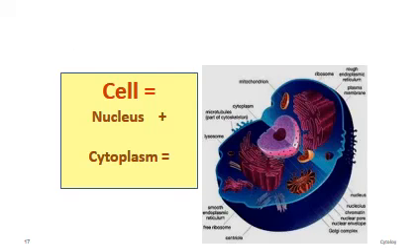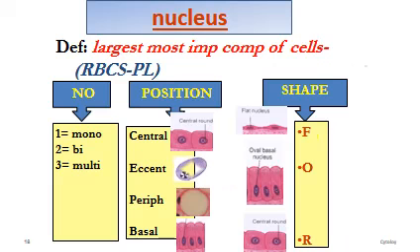Then we will have the other component of the cell, which is the nucleus. We have finished the cytoplasm and the organelles, mainly membranous organelles, and now we will have the nucleus. The nucleus, by definition, is the largest and most important component of the cell. All cells in our body are nucleated except RBCs, the red blood corpuscles, and the platelets. The nucleus varies according to its number, position inside the cell, and its shape.